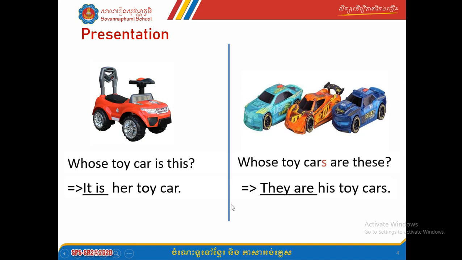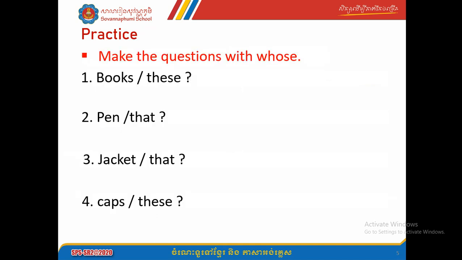Okay, I think that's all for you to practice now. I hope that you understood this. Now I just want you to practice. What you have to do is make a question with whose. Make the full sentence, a complete sentence with whose. Now the teacher has the words book and these. So make the question with whose.